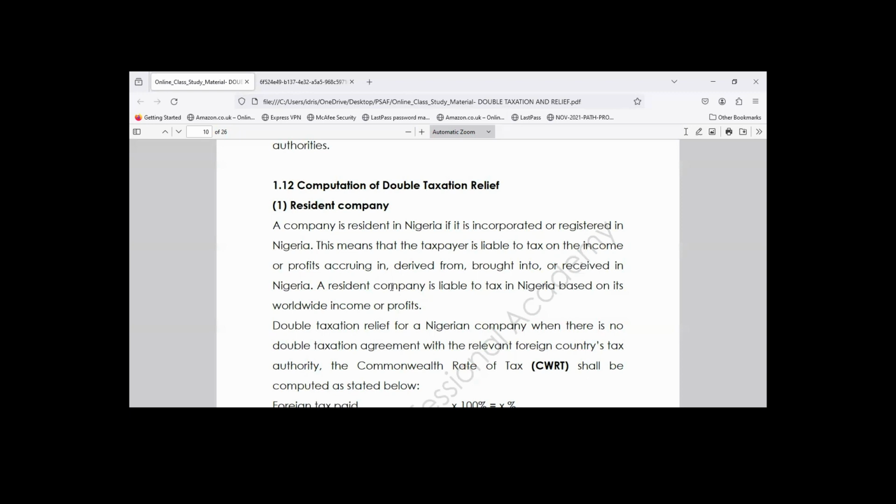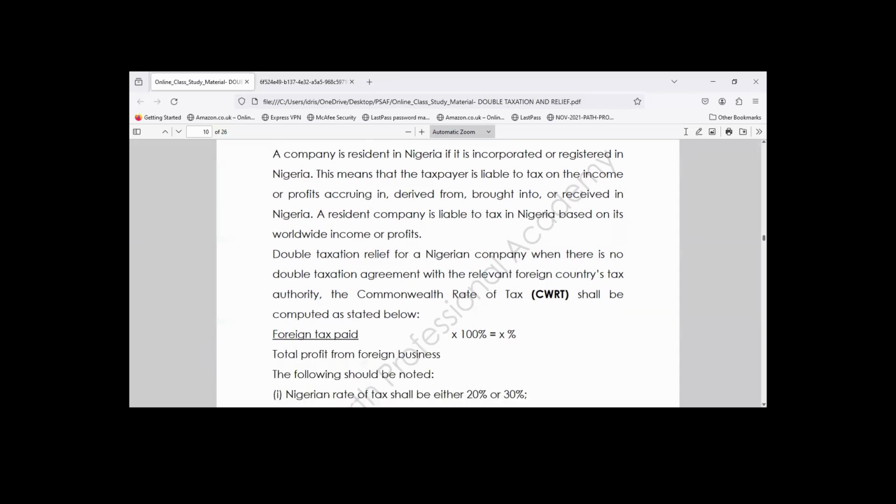Mind you, the foreign government, the UK government where the branch is located, will have collected tax from the profit, but the profit will be transferred back to Nigeria. If the profit has been transferred back to Nigeria, the Nigerian government will like to collect tax on it again. Before the Nigerian government will now collect tax on it, we have to give them some relief or credit because he has suffered tax abroad. That is double taxation relief. How do we compute double taxation relief for resident company?